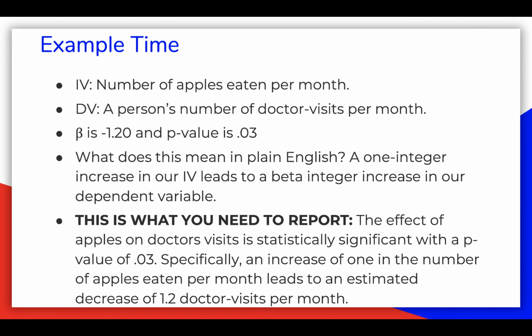So then I turn to beta, or the coefficient, and I say a 1 integer increase in our independent variable, which is apple consumption, leads to a -1.2 decrease, or a 1.2 decrease in our dependent variable. So I would write something like, the effect of apples on doctor's visits is statistically significant with a p-value of 0.03. Specifically, an increase of 1 in the number of apples eaten per month leads to an estimated decrease of 1.2 doctor visits per month. So really, for every 1 apple that someone eats on average, we would expect the number of doctor's visits to decrease by 1.2.